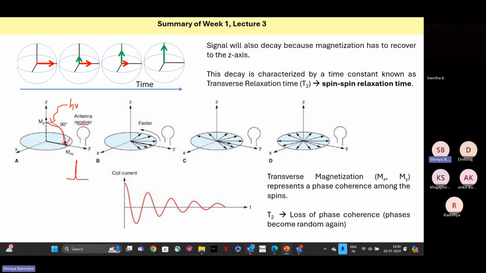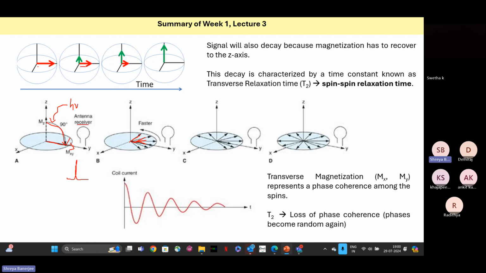Now B0, so B0 is basically the radio frequency that is supplied for this short time. After this short time is over, there is no additional energy. So what happens is that the vector that is along the XY plane starts reducing. And how it starts reducing is that it splits up into multiple vectors in different directions, and the net summation of these vectors has a lower magnitude.